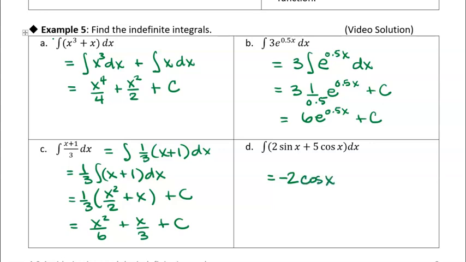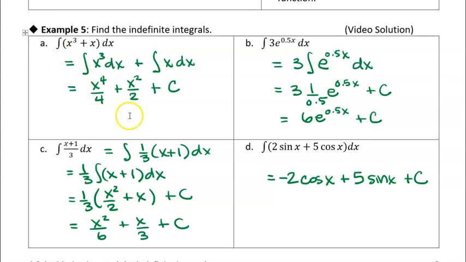Okay? And then, again, I'm now going to find the antiderivative of 5 cosine. So hang on to that constant, and then the antiderivative of cosine is sine of x. Okay? And then plus a c. And we're done. Well, no, we got 2 more on the next page.